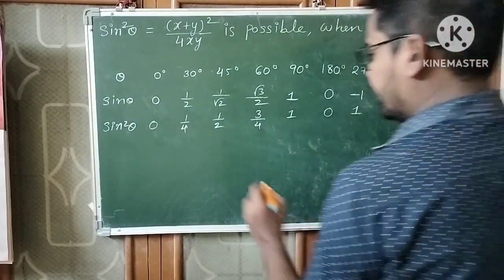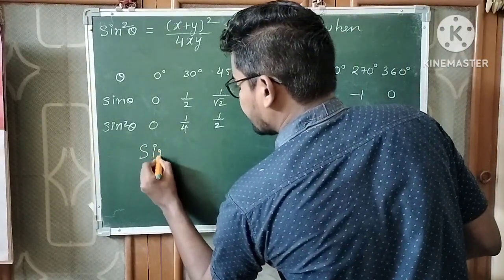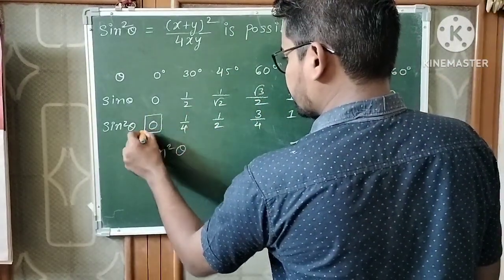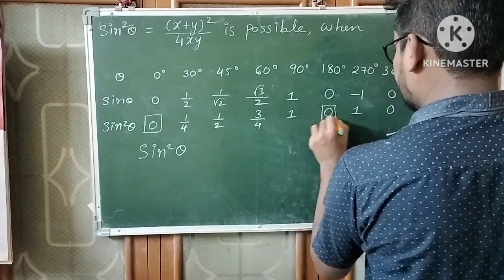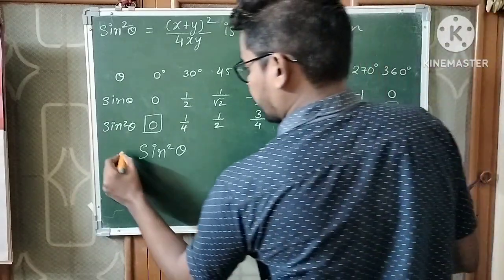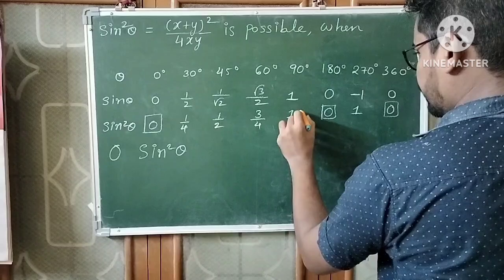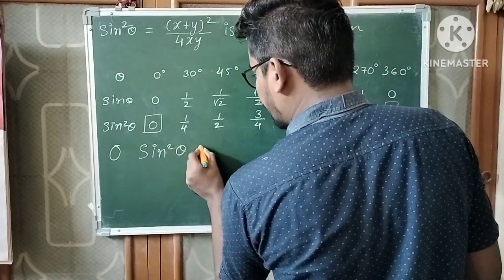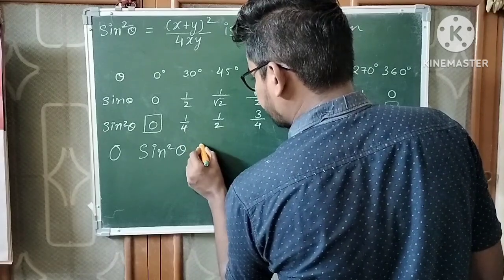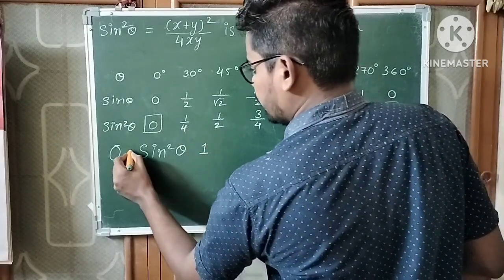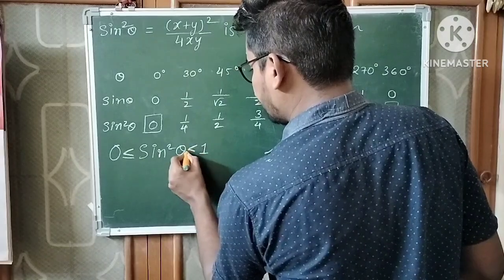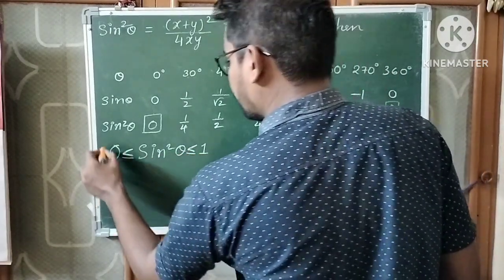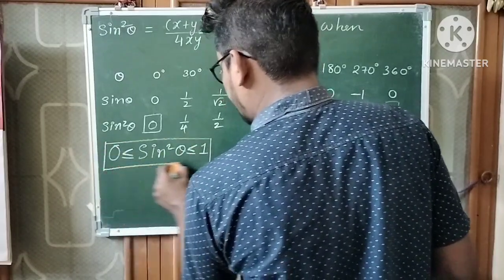If you observe this pattern, the sine square theta range is from 0. What is the minimum value here? In this table, the minimum value is 0. And what about the maximum value? The maximum value is 1. So the range of sine square theta is 0 to 1. So sine square theta lies in between 0 and 1. So 0 is less than or equal to sine square theta, which is less than or equal to 1. This is the range of sine square theta.